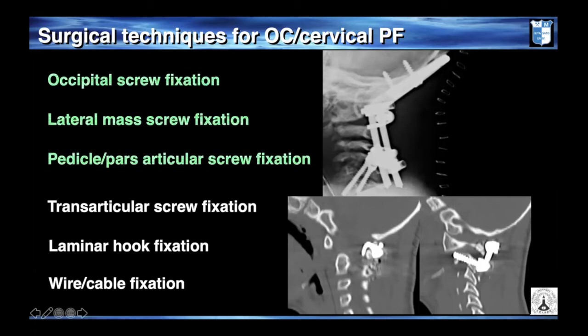Occipital screw fixation, lateral mass screw fixation, pedicle screw fixation. These are always procedures for adult patients. And transarticular screw fixation like this, and lamina fixation, this is sometimes used in pediatric cases. The bone grafts are usually fixed using this wire cable.